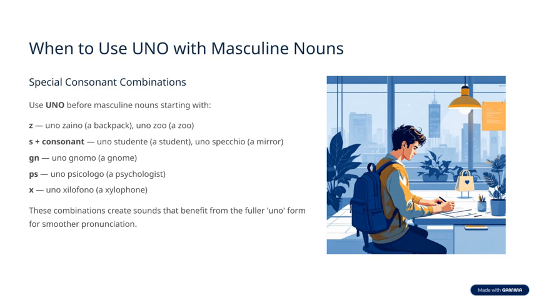Similarly, if the noun begins with s plus a consonant, such as student or specchio, we also use uno. Another case is with gn, like gnomo, or with ps, such as psicologo. And don't forget x, as in xilofono. These combinations produce sounds that are a bit harder to pronounce with the shorter form il, so sticking with uno makes it much easier to say and sounds more natural. Overall, these special consonant combinations are the key reasons for choosing uno. They help us maintain smooth, clear pronunciation when speaking about masculine nouns that start with these particular sounds.